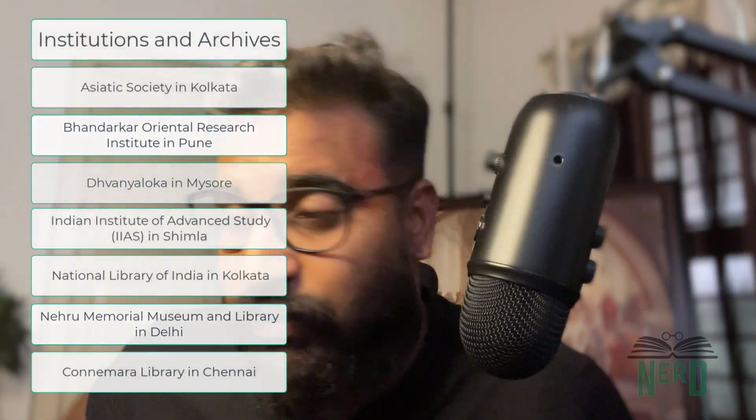And don't forget the Connemara Library in Chennai. It's one of the four national depository libraries and plays a big role in preserving books and keeping our literary heritage alive. So all these places together help make sure that the rich knowledge of India's past isn't lost, and that we can still read them today if you just go and visit those libraries and museums.